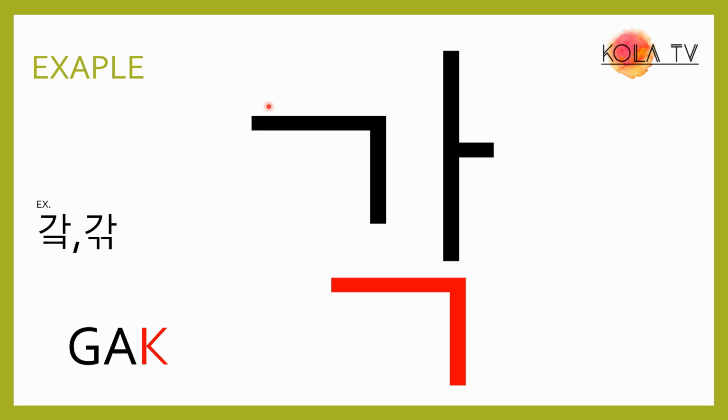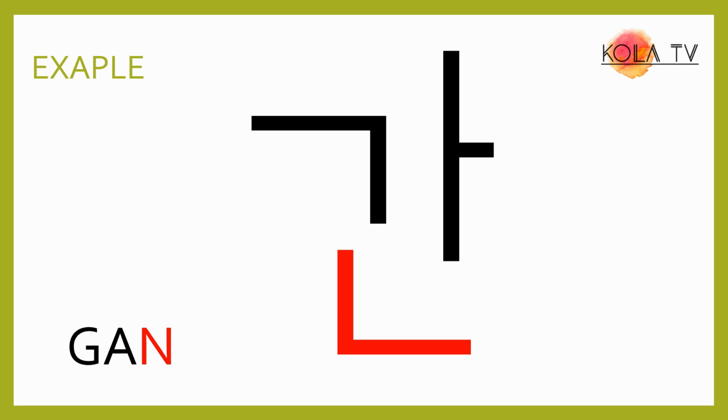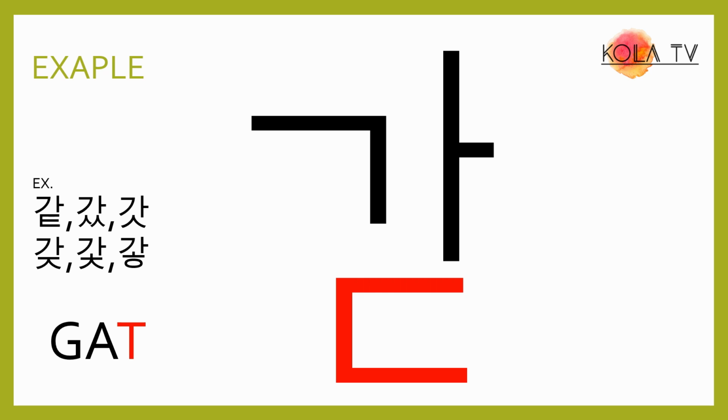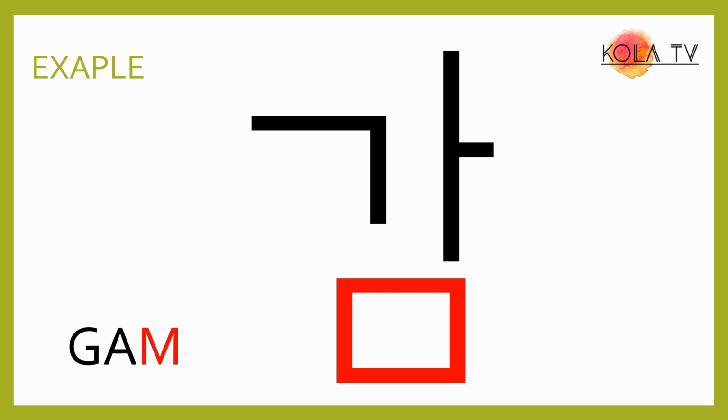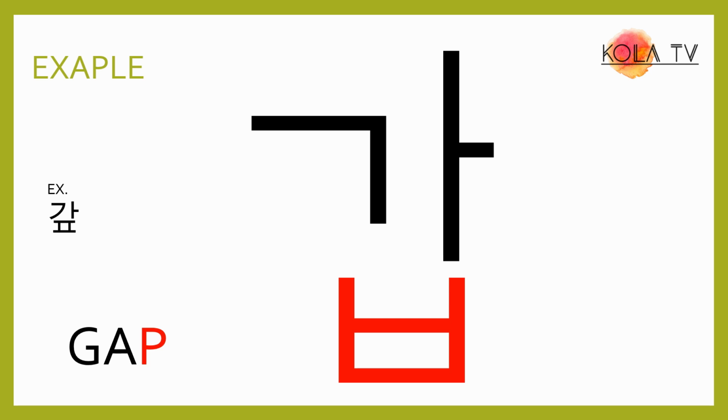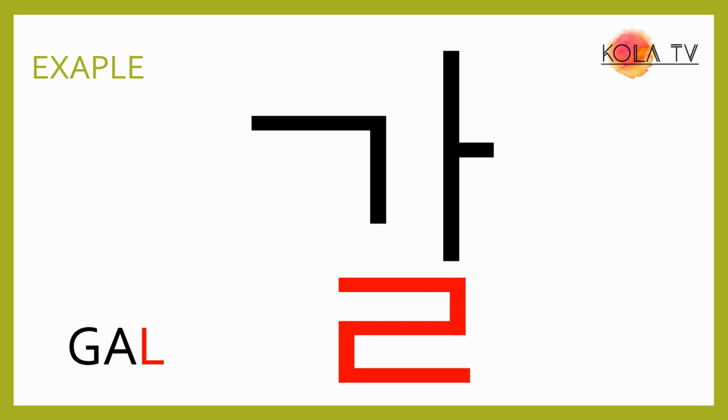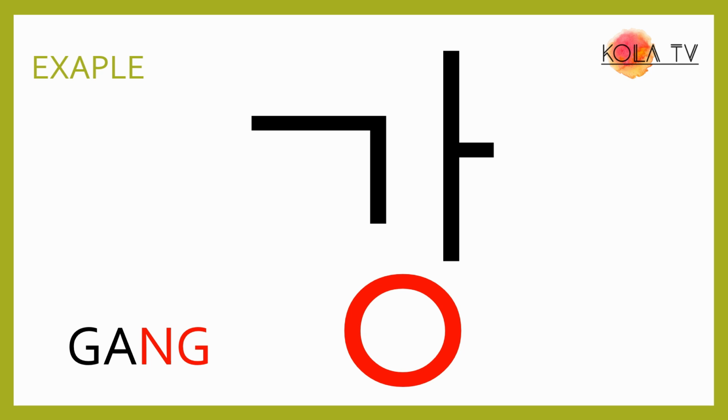We have consonant G with vowel A, final consonant K. That makes the word gak. Kan. Kat. Kam. Kap. Kal. Kang.